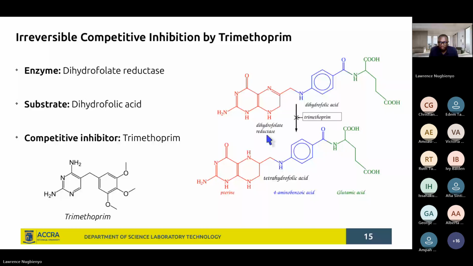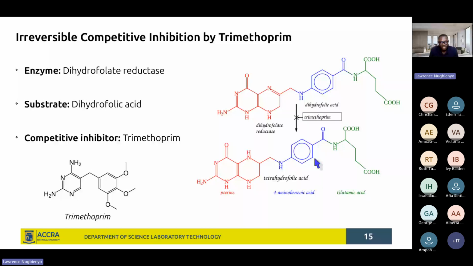And here too, beside the arrow, there's a small note, trimethoprim. So trimethoprim is also an antibiotic, which is also acting as an inhibitor of this reaction, an inhibitor to which enzyme? The dihydrofolate reductase. So we see what is the substrate in this case. Of course, the substrate is this dihydrofolic acid, which is getting reduced to tetrahydrofolic acid.